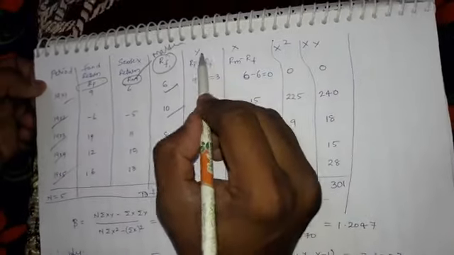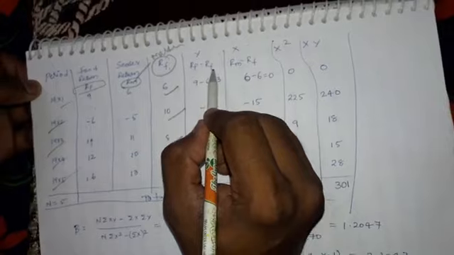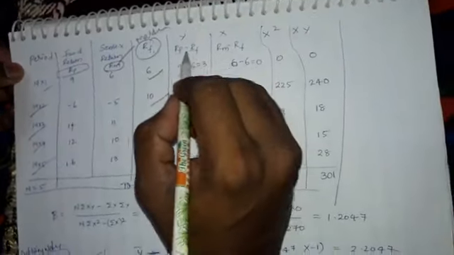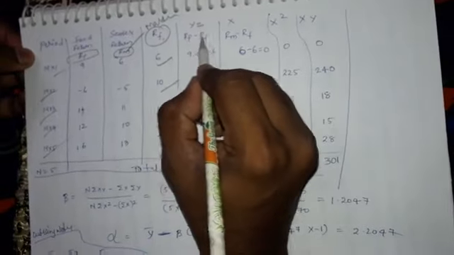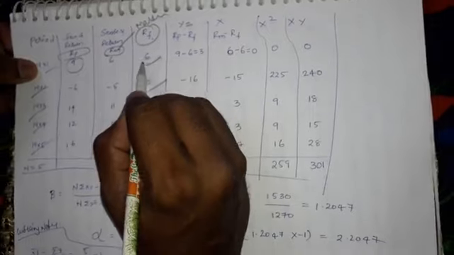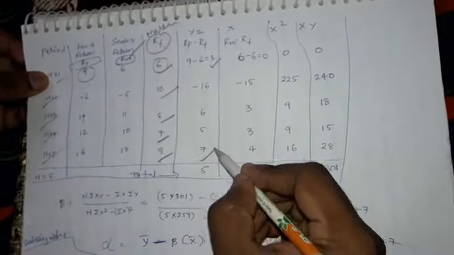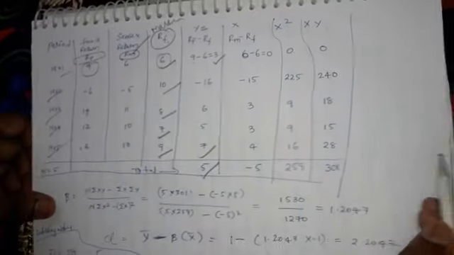Firstly, y equals Rp minus Rf, right? In the previous slide we did it, isn't it? Now y equals Rp minus Rf. Rp value is 9, Rf value is 6, then 9 minus 6 we get 3. Similarly, these are the values. This total is 5, right?